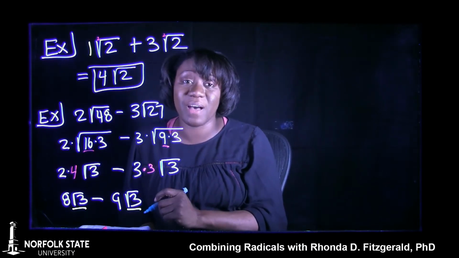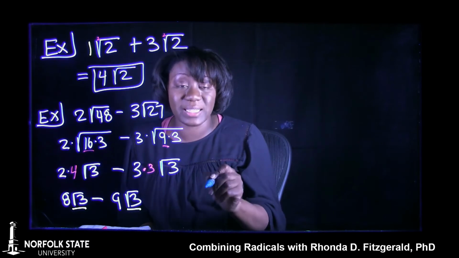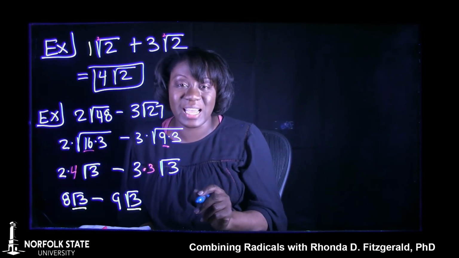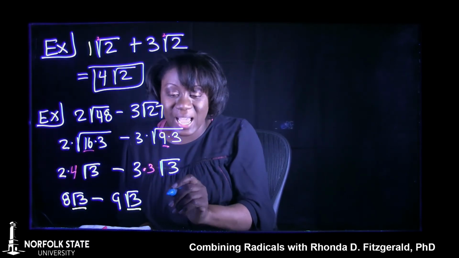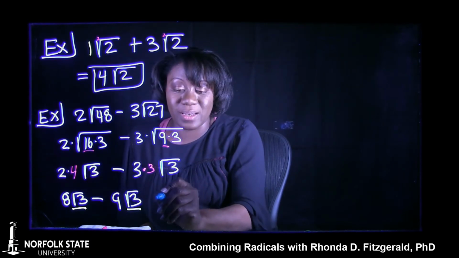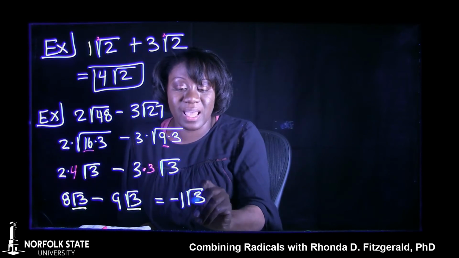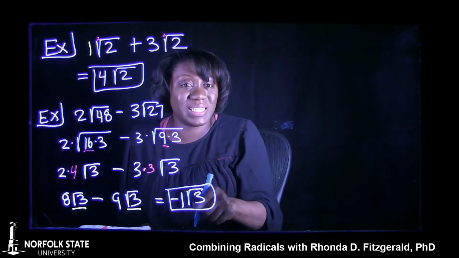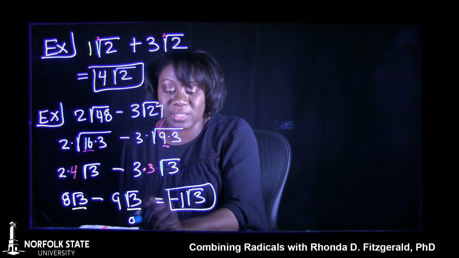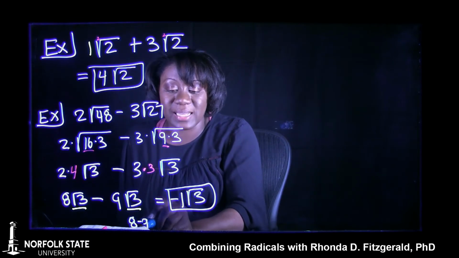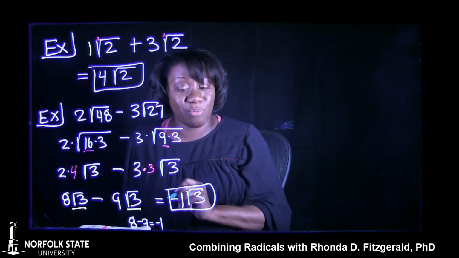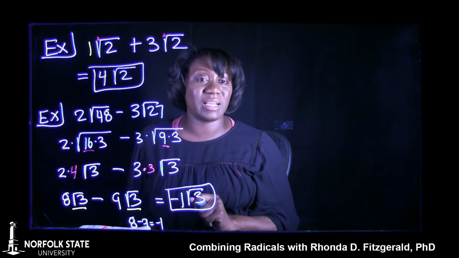And this can be simplified by simply subtracting the 8 minus 9. And so 8 minus 9 is a negative 1, square roots of 3. And that's my final answer. So once again, where did that come from? Because I was able to subtract 8 minus 9 to get negative 1. And so that's where the negative 1 comes from.